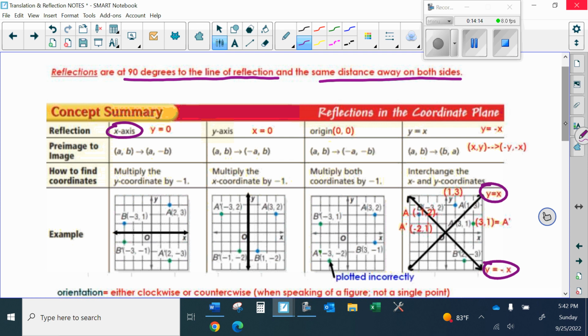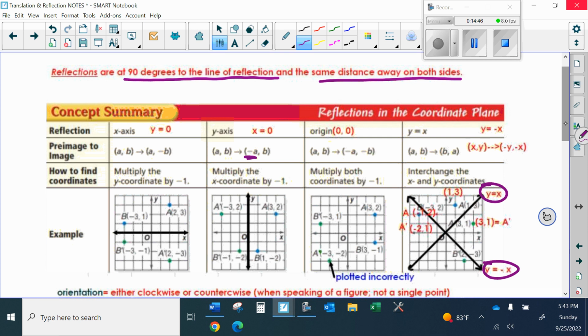Now, pre-image, image, here's the rule. They used (a, b). You can use (x, y), it doesn't matter. What happens when I reflect over the x-axis? The y coordinate switches. That's why A didn't change at all. A is still a, but it becomes the opposite of b. That's what happens when you reflect over the x-axis. What happens when you reflect over the y-axis? The x-coordinate switches to its opposite. So that's why it says (-a, b). The y-coordinate does not change.